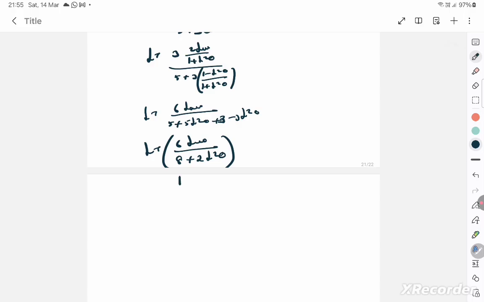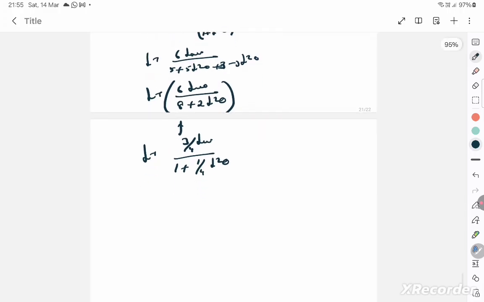Can I do one thing? Can I just cancel it with divide by 8? I'm just trying to see if I can divide by 8. What is 6 by 8? It is 3 by 4 tan theta by 1 plus, divide by 8, 1 by 4 tan square theta. So tan inverse of 2 tan theta by 1 plus tan square theta means 2 tan theta, 3 by 8 tan theta.